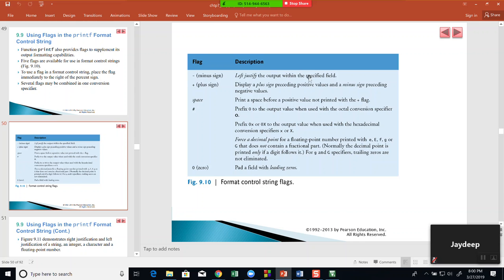Minus: left justify the output within a specified field. A plus displays a plus sign preceding positive values and a minus sign preceding negative values. Space prints a space before that. Pound prefixes 0 to the output value when used with the octal conversion specifier.